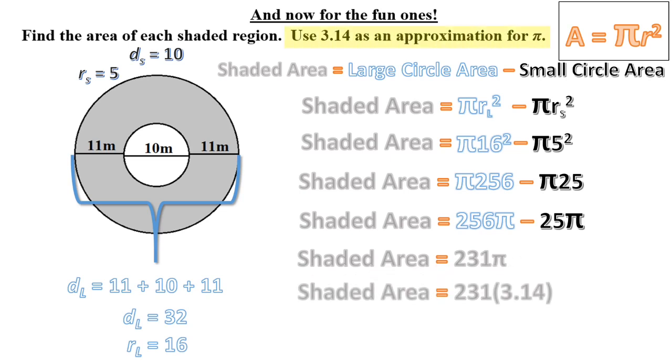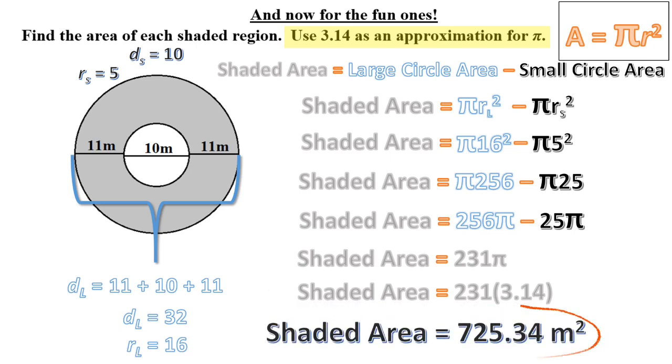to 231. So when I multiply 3.14 times 231, then I get 725.34, and those are square meters. So that's our donut. It's pretty cool. I like that one because it has us combining pi terms, which is a skill that comes in handy for later problem solving. So let's take a look at this next one.